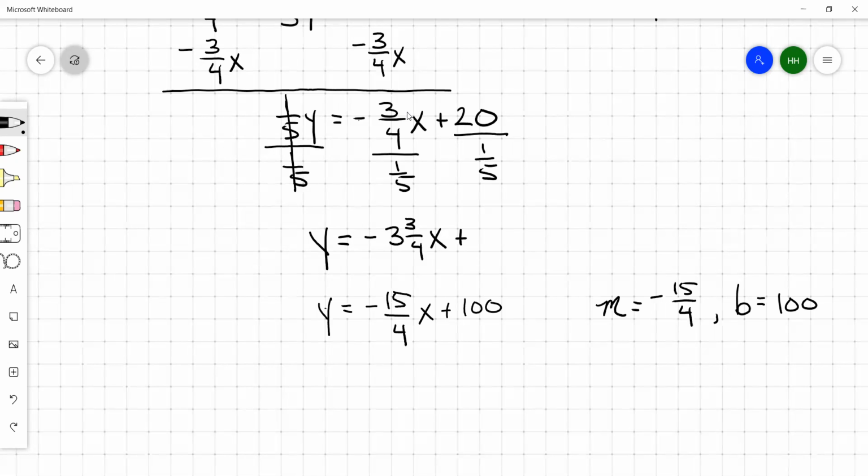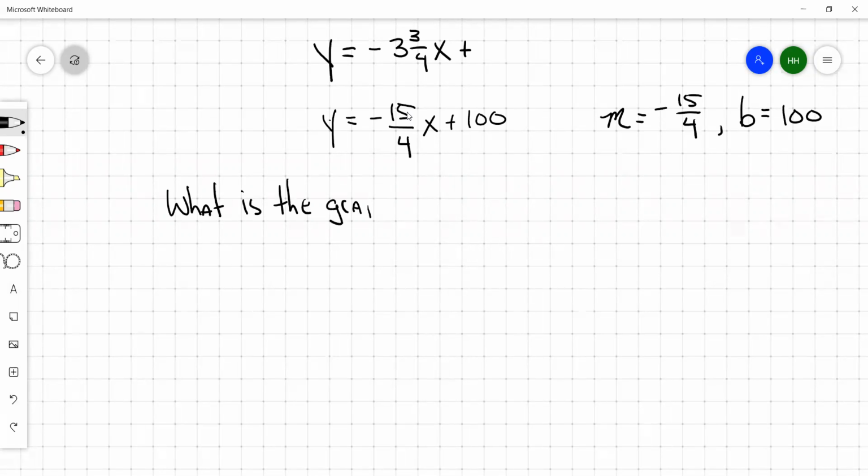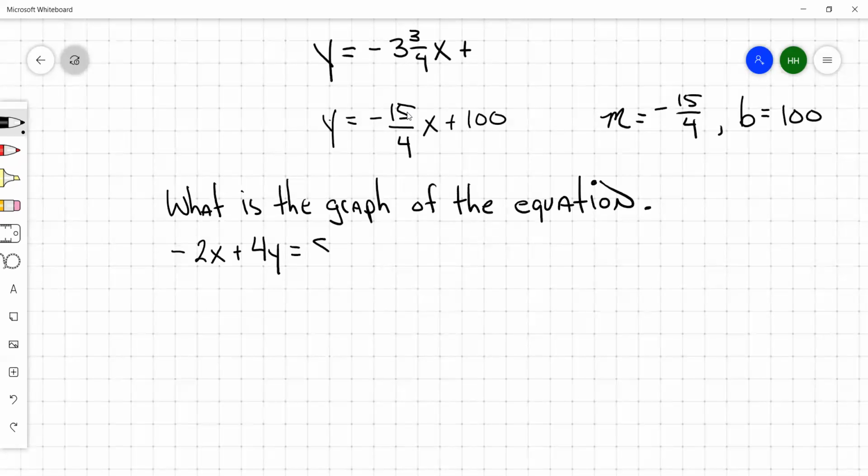All right, next, you're asked, what is the graph of the equation? So you're given an equation in standard form, and it is something like negative 2x plus 4y equals 8.